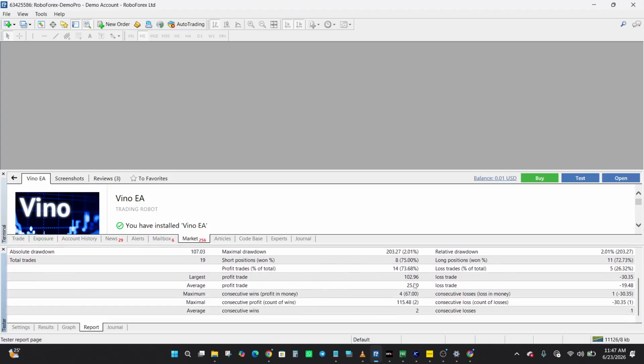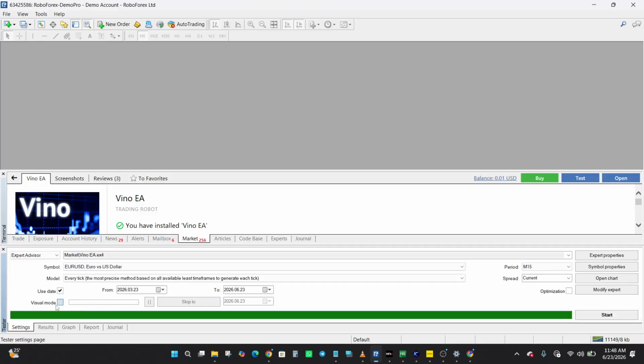The largest profit was $102.96. The largest loss was $30.35. The average profit was $25.6 and the average loss was $19.48. So this tells me that the risk to reward ratio is not all that bad, but it's not all that good either, because in as much as the average profit is bigger than the average loss, the difference is not so much, right? So, the risk to reward ratio is not really far away from 1 to 1.